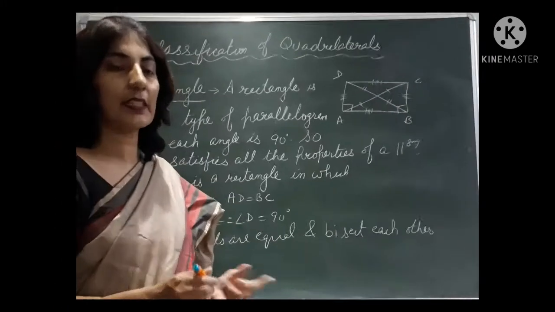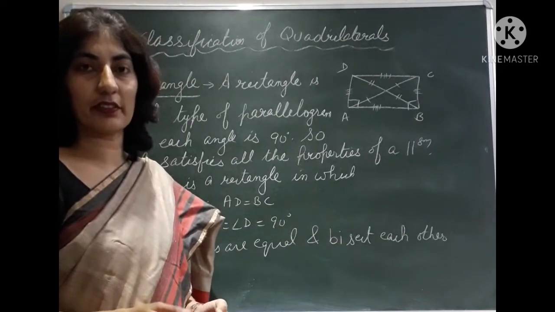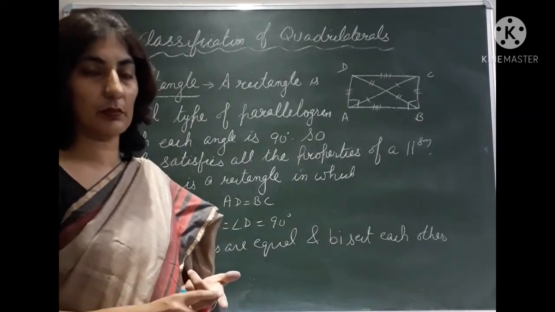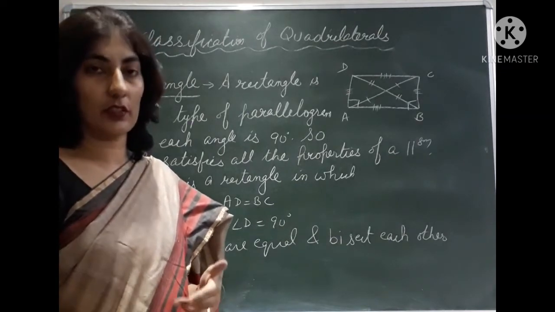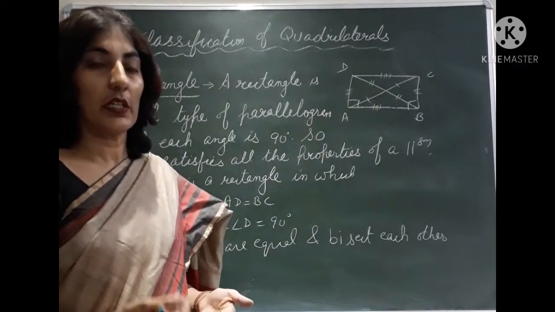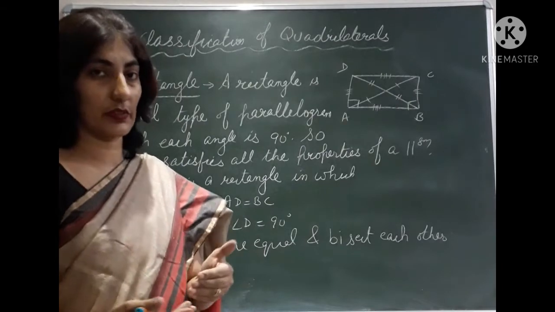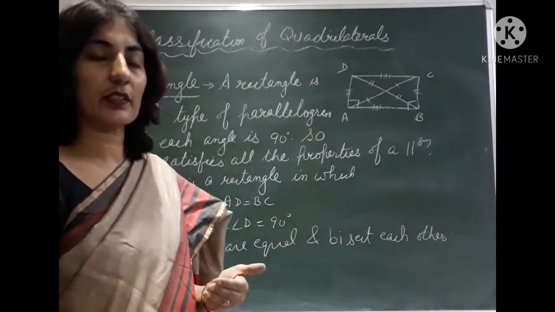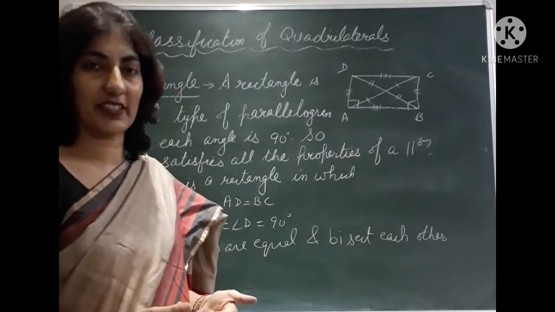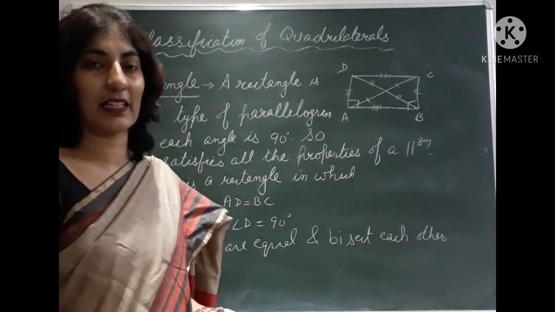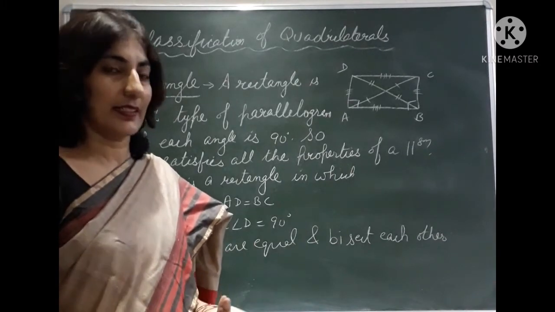Now we have done three major classifications of quadrilateral: parallelogram, trapezium and kite. Trapezium we have studied, also isosceles trapezium. Now parallelograms are further classified into rectangle and rhombus. So let us start one by one. First, you might be aware of the rectangle. What is a rectangle? From class 5 we are studying this rectangle.